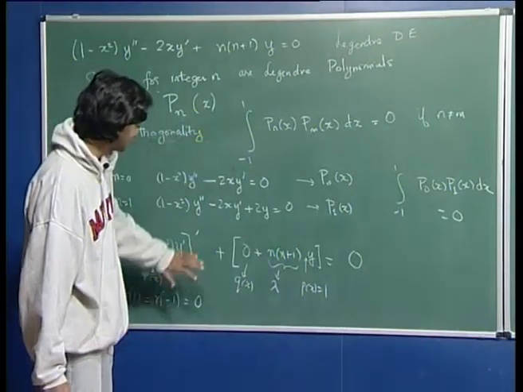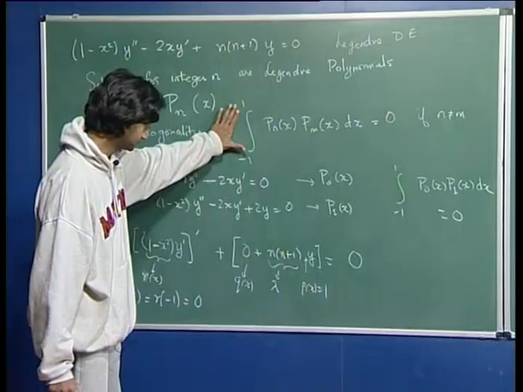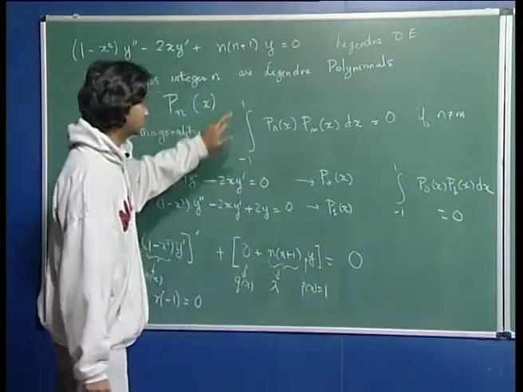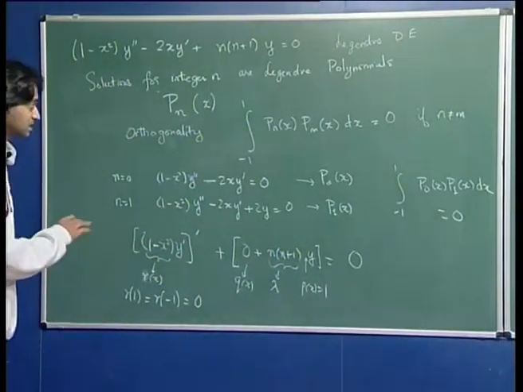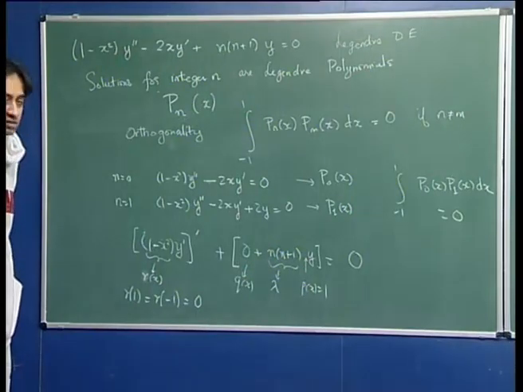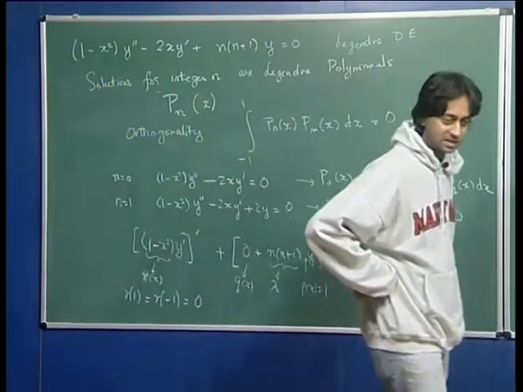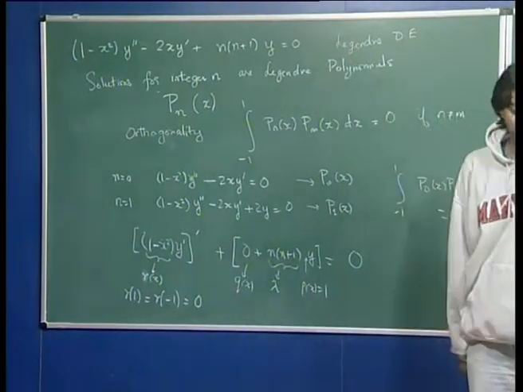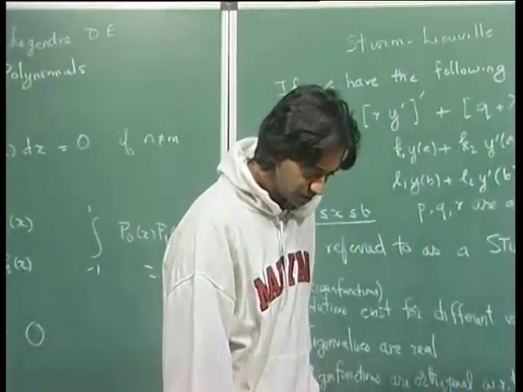So, just by looking at the equation, we can immediately write this orthogonality condition. P n of x, p m of x from minus 1 to 1 should be 0. So, this Sturm Liouville theorem for orthogonal functions is a very powerful theorem that, just by inspecting the differential equation, lets us identify such orthogonality relations.